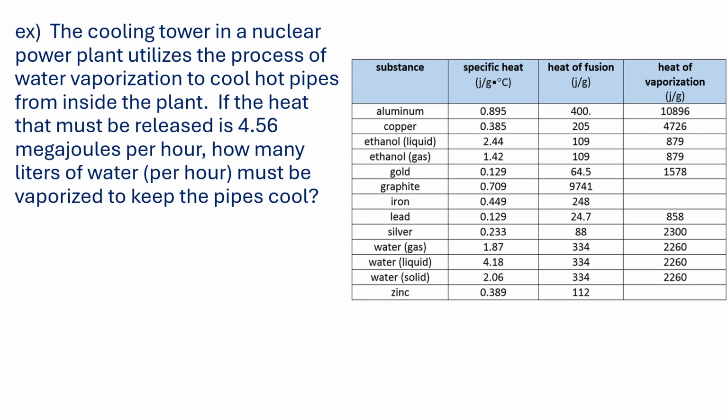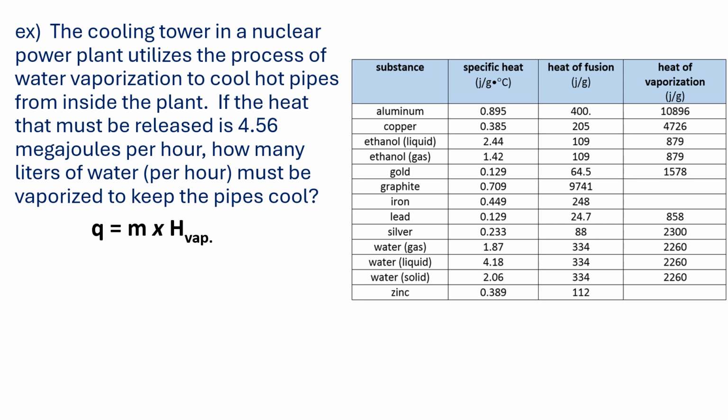All right, here's another problem. The cooling tower in a nuclear power plant utilizes the process of water vaporization, so taking liquid to gas, to cool hot pipes from inside the plant. If the heat that must be released is 4.56 megajoules per hour, how many liters of water per hour must be vaporized to keep the pipes cool? So since we're talking about vaporization, we're using our HVAP number, so it's water, so we're going to be using that 2,260 joules per gram somewhere.